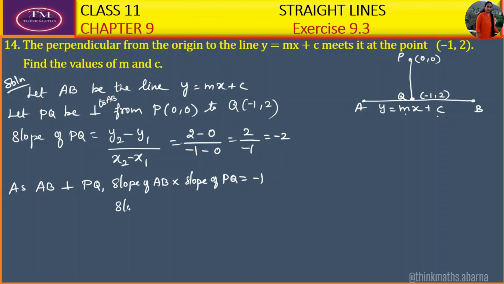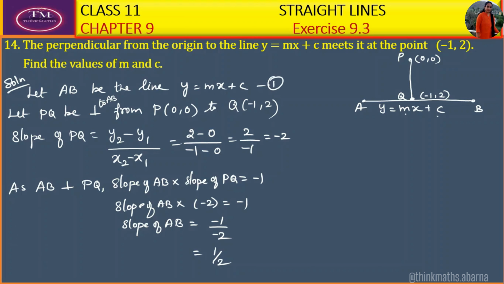So slope of AB into, what is slope of PQ? It is minus 2, equal to minus 1. So therefore slope of AB equals minus 1 divided by minus 2, since this is a product, it will come to division. Which is equal to 1 by 2. So slope of AB is equal to 1 by 2.